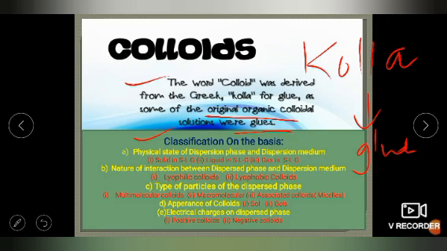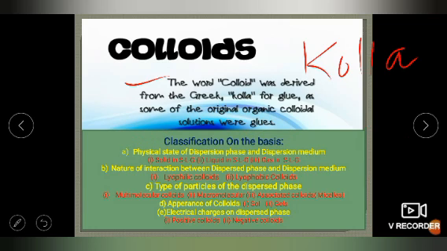In classification, we did basically five types. The first is on the basis of the physical state of the dispersion medium and dispersed phase. You know very well what the dispersed phase and dispersion medium are. The dispersed phase is that which is spread in the dispersion medium. So we have solid in solid, liquid, gas; liquid in solid, liquid, gas; and gas in solid, liquid, gas.